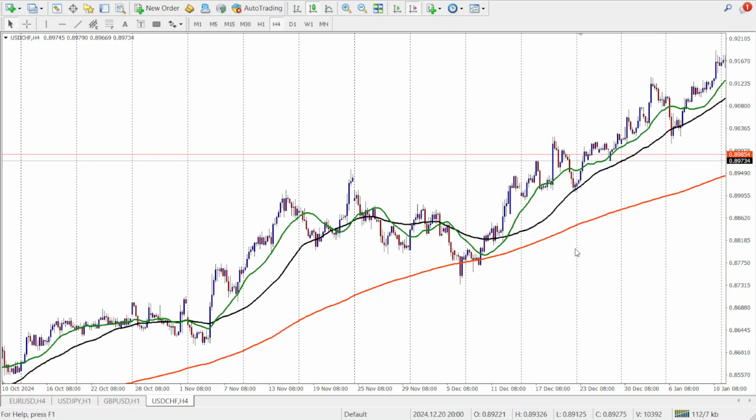Now, the 20 period moving average allows you to capture changes with ease. It is more responsive to price action than the 50 and 200 period moving averages. Okay, and it is ideal for traders looking to get in and out of trades quickly.